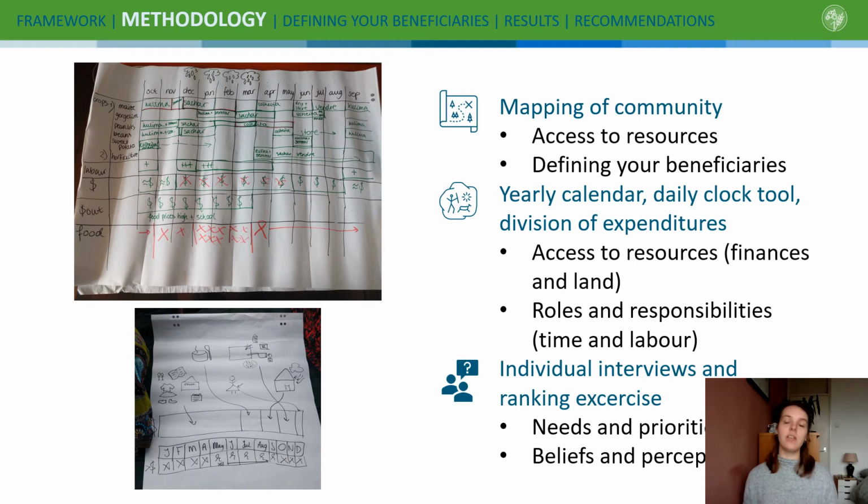Individual interviews were also very important for ranking our recommendations. So we did a ranking exercise, and we individually asked farmers, if we would perform this into our project, would that be beneficial for your situation, or would you define it differently? Are there any suggestions? What is your feedback on this idea?